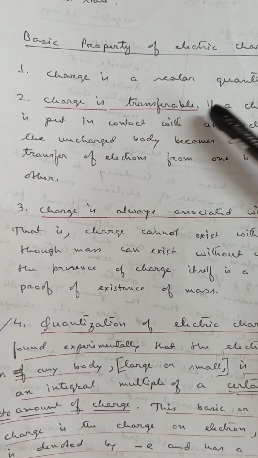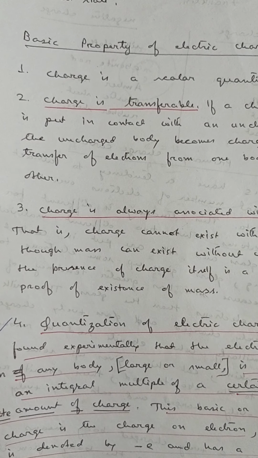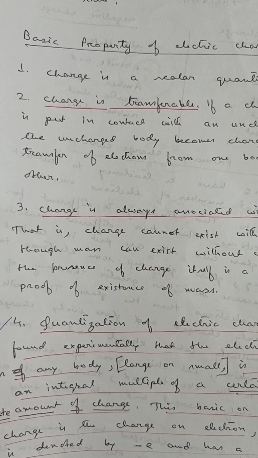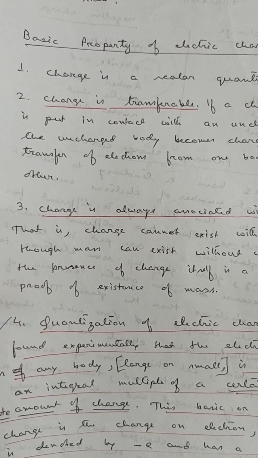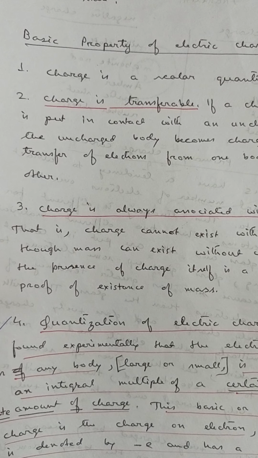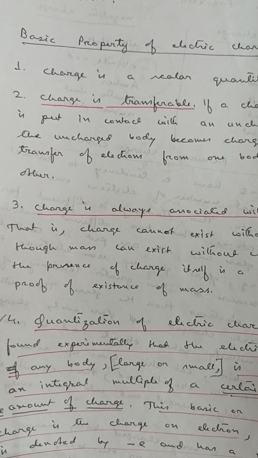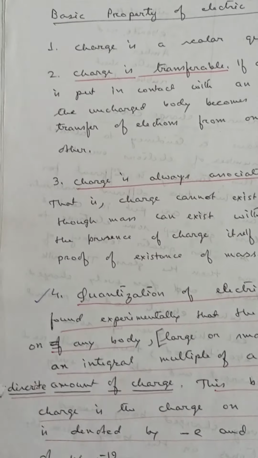Number two, charge is transferable. That means if a charged body is put in contact with an uncharged body, the uncharged body also gets charged. Actually, what is charge? There are two types of charges. Positive charge means deficiency of electrons. Negative charge means excess of electrons. When we put an uncharged body in contact with a charged body, electrons get transferred. As a result, the uncharged body also gets charged. So therefore, charge is transferable.